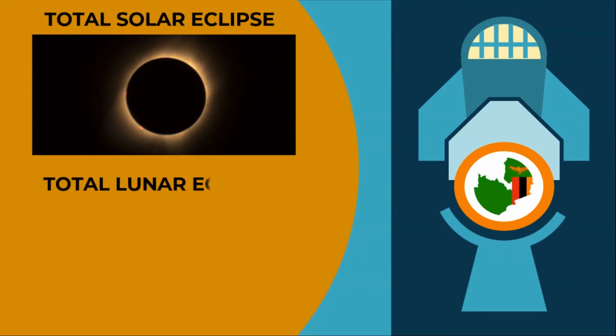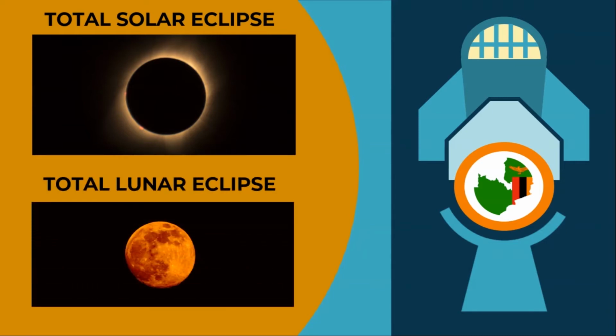On the other hand, we've got a total lunar eclipse. In a total lunar eclipse, the earth obstructs light from the sun, and during one, nighttime is brighter than normal.